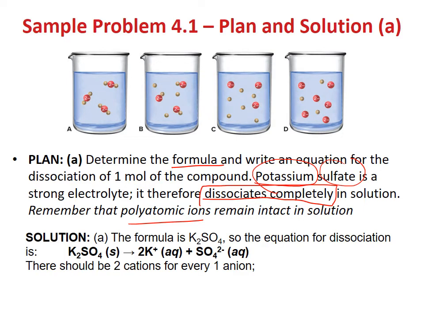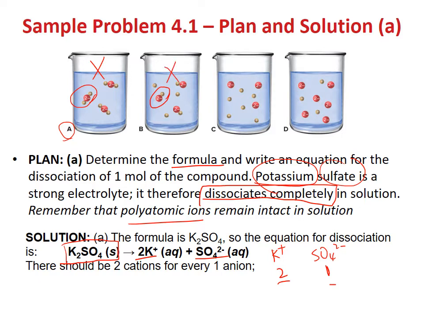So here is the formula, potassium sulfate. It dissociates into 2 cations, 1 anion. So we should look for an electrolyte that completely dissociates and the ratio of cation to anion should be a 2:1 ratio. So let's look at A. In A, the anion and cation are not completely dissociated, so this is not a strong electrolyte. Similarly, in B, cation and anion are still associated, so not a strong electrolyte.